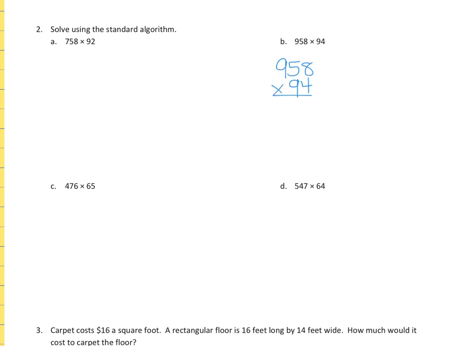So 4 times 8, that is 32. So 3 goes on top of the 5 in the tens column, and 2 goes in the ones column in the answer for the partial product. Then you have 4 times 5, that's going to be 20, and you're going to add the 3 more to get 23.